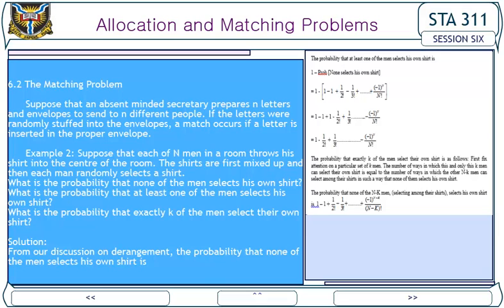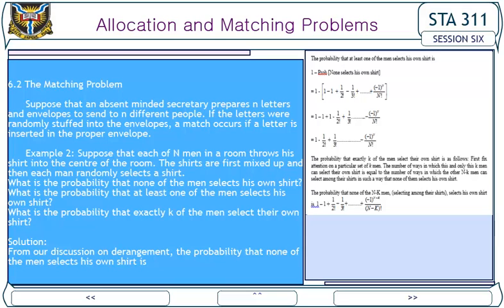Suppose that an absent-minded secretary prepares n letters and envelopes to send to n different people. If the letters were randomly stuffed into the envelopes, a match occurs if a letter is inserted in the proper envelope. Example 2. Suppose that each of n men in a room throws his shirt into the center of the room. The shirts are first mixed up, and then each man randomly selects a shirt. What is the probability that none of the men select his own shirt?